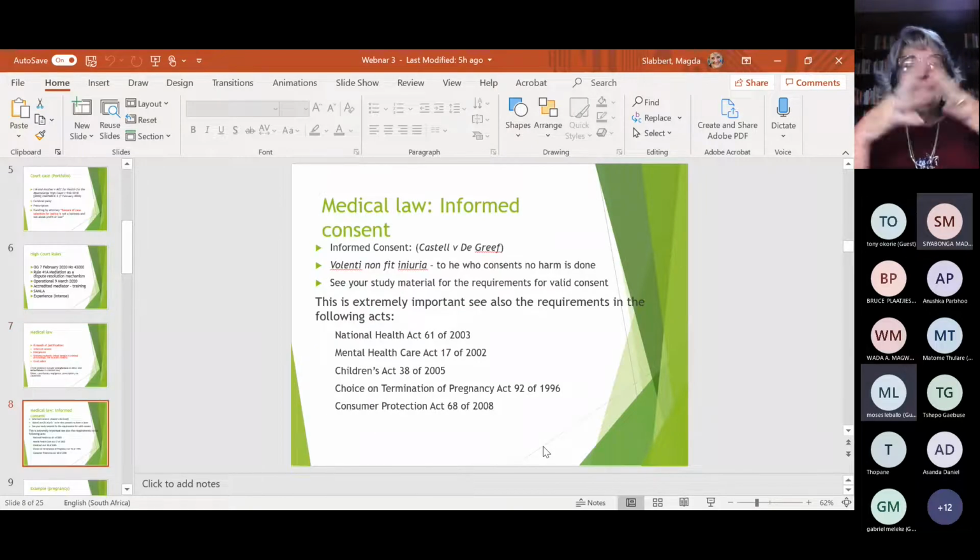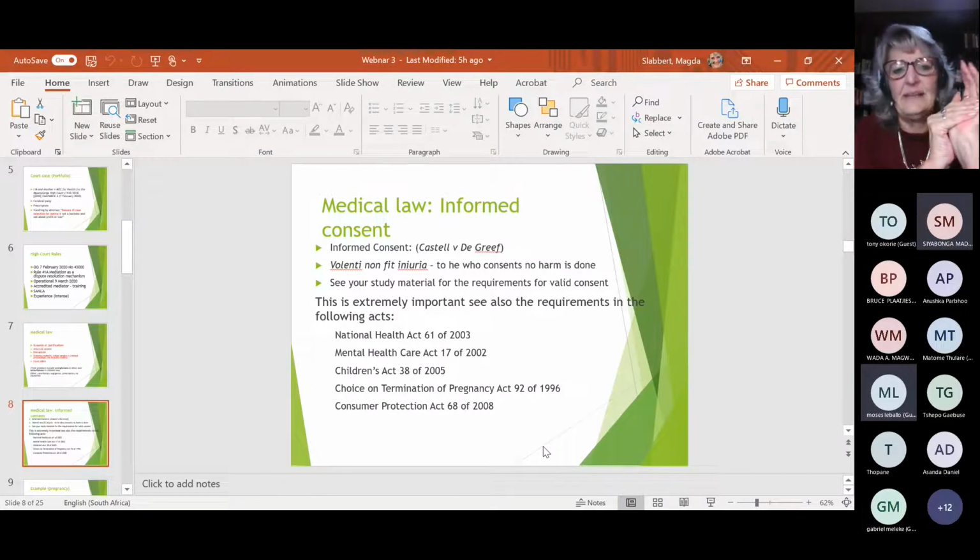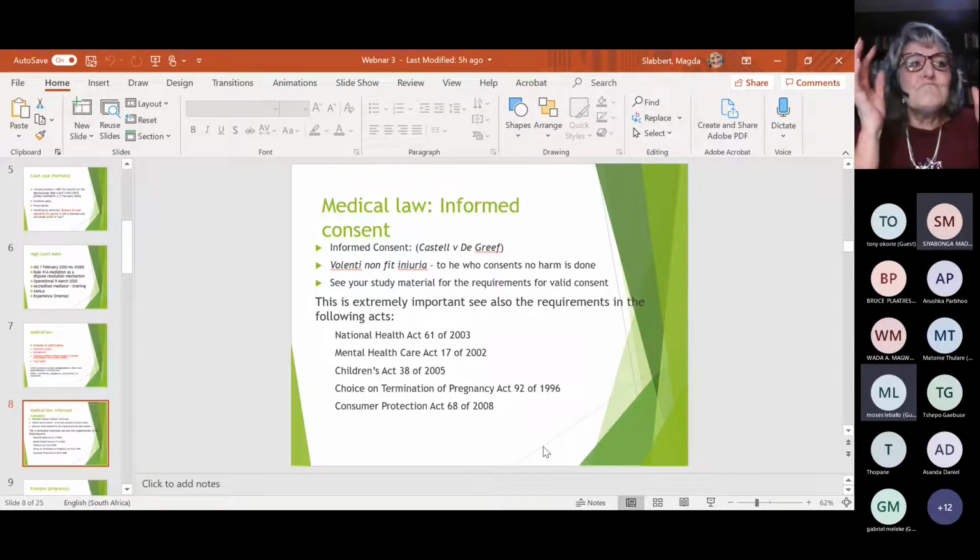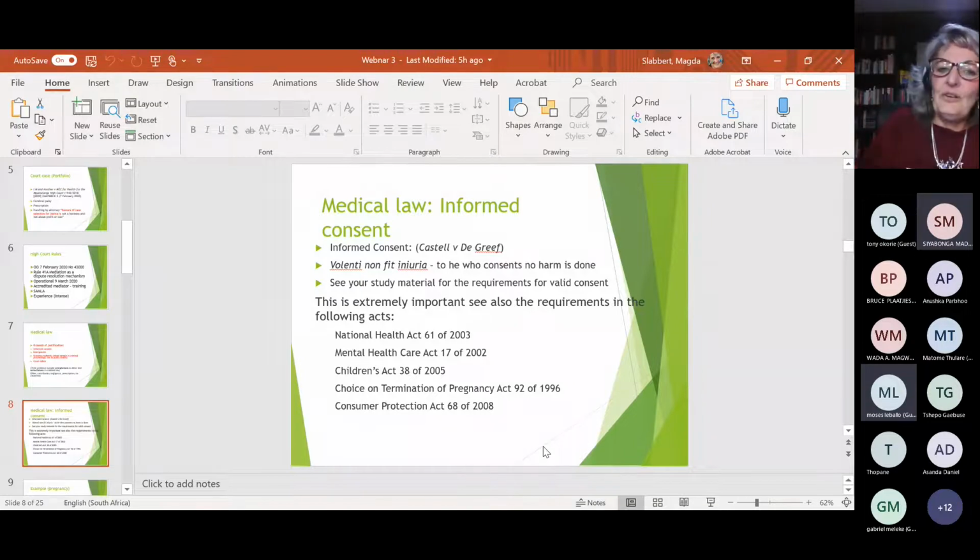So now I'm going back and we go through them one by one, but we have spoken already about informed consent. Informed consent is the two most important words in the medical field. Why? Because it also goes back to the Constitution, Section 12, your right to self-determination. In other words, only you yourself can consent that something should happen with your body.